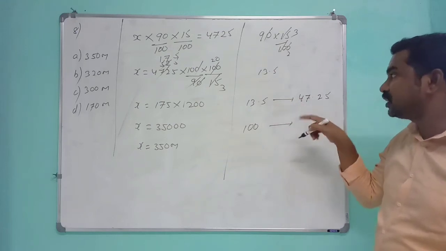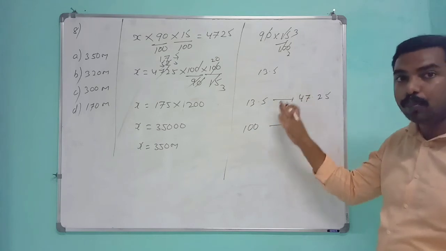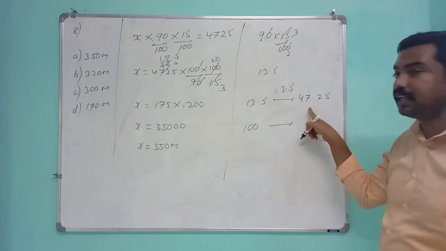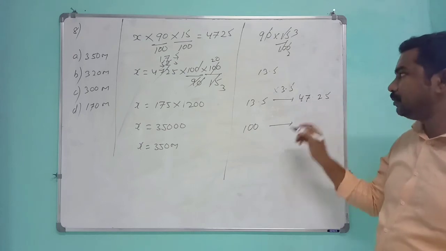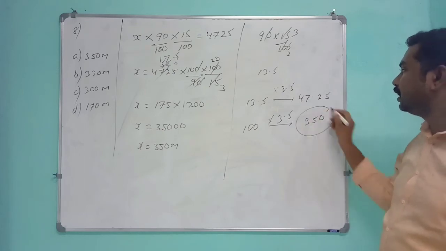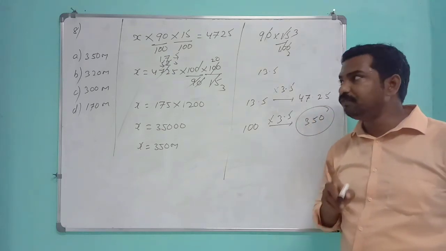So obviously that is very much closer to 3, and we have to put half, that is into 3.5. That is 13.5 into 3.5, which is nothing but 47.25. So similarly, 100 into 3.5 is nothing but 350 meters. The original length of the wire is nothing but 350.